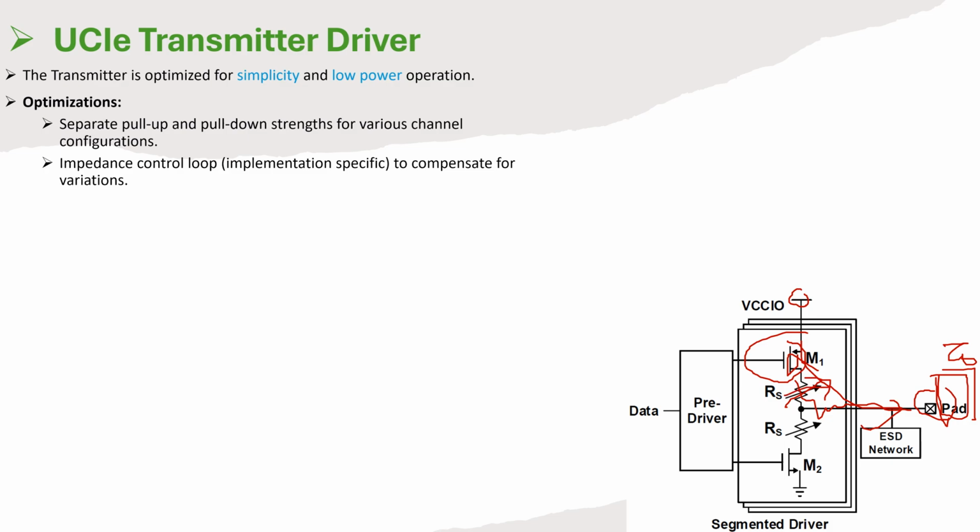For example, here you see the RS. It is variable now. I can set it to 118 ohms, I can set it to 50 ohms, as per the requirement at system level. Impedance control loop. These are the optimizations they talk about.